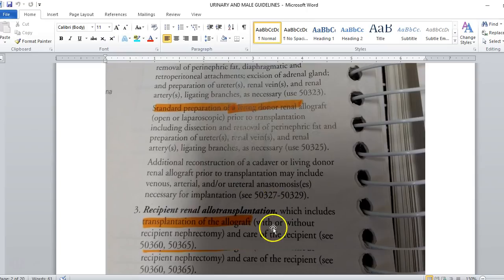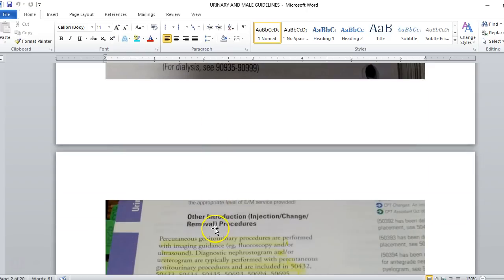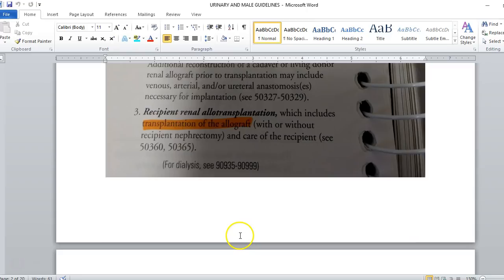Okay. It also reminds us that additional reconstruction may include venous, arterial, and/or ureteral anastomoses, again, making reconnections of vessels. And then, of course, the actual transplantation itself. So we need to be careful. Again, who is giving the kidney? How many kidneys are we giving?